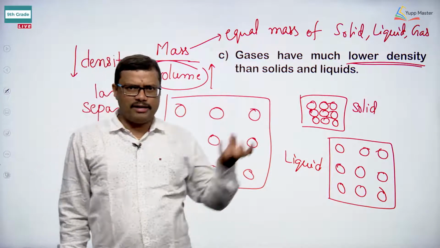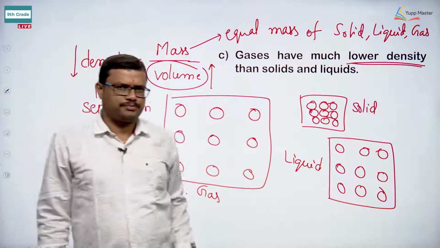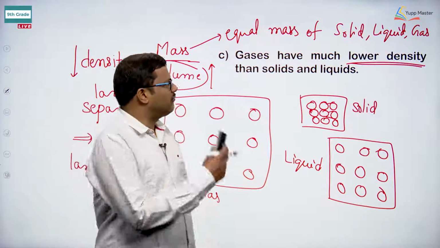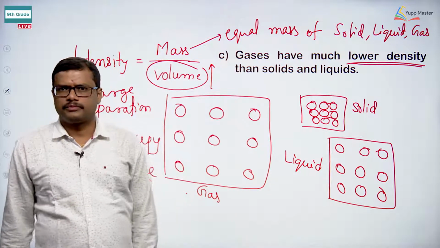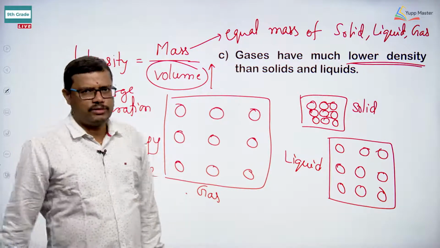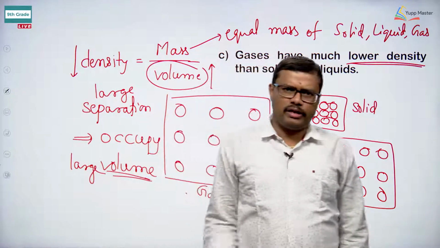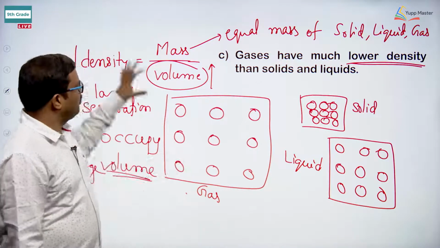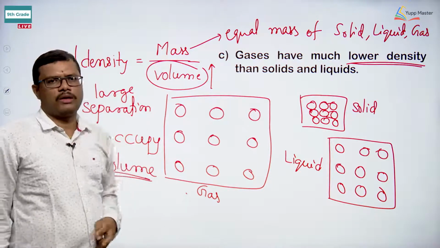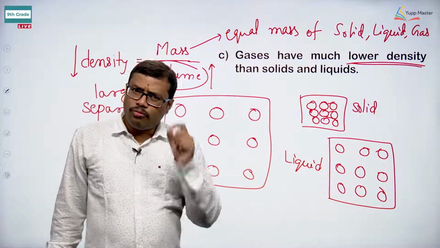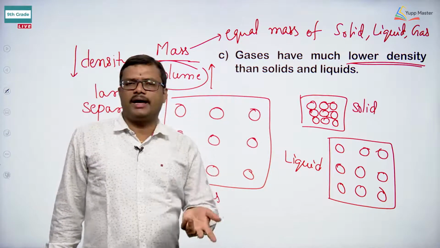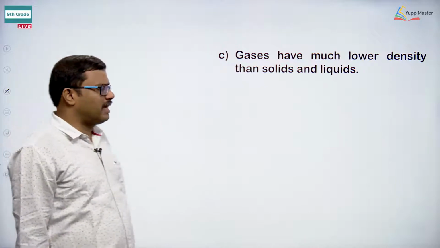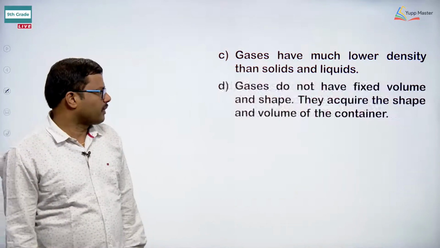For example, I have taken 1 kg of solid, 1 kg of liquid, 1 kg of gas. Let us say 1 kg of a wood piece, 1 kg of liquid water and 1 kg of oxygen. Of course, the volume occupied by the wood piece will be less when compared to the volume of the water, and when you take 1 kg of oxygen gas, it is going to occupy a huge volume. The volume of a gas will be very large and because of the high volume, density will be lower. So, gases will have much lower density when compared with liquids and solids.